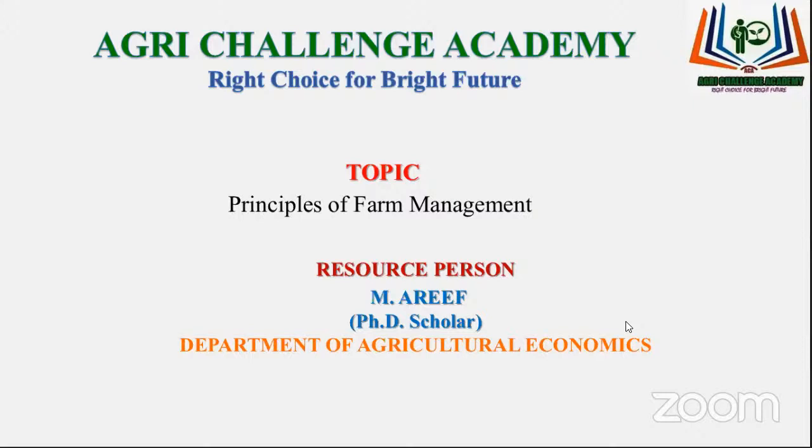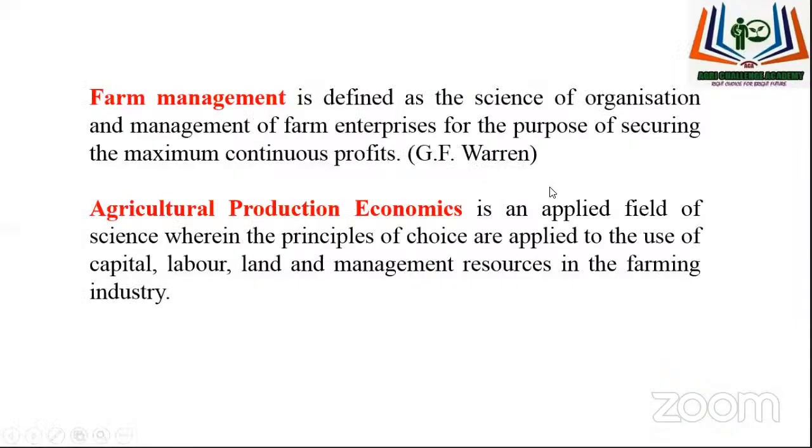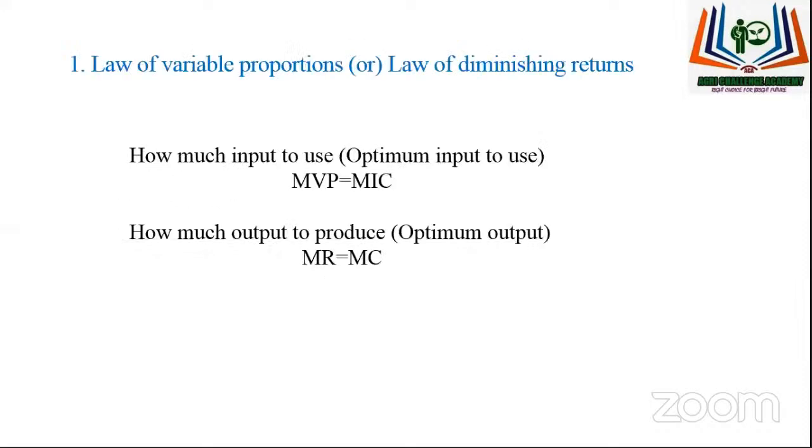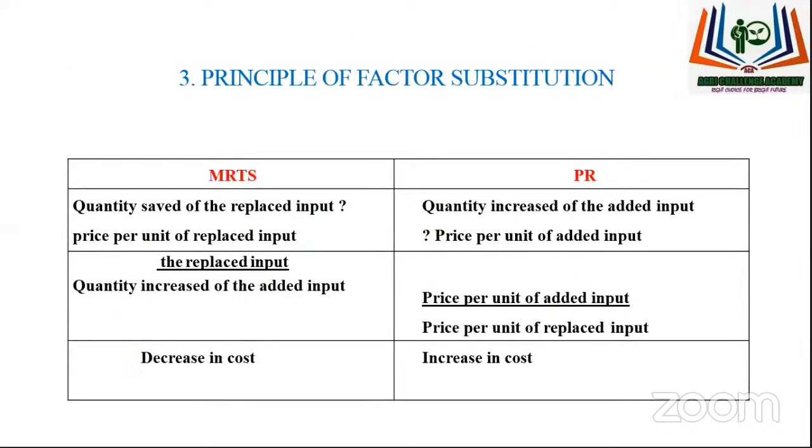Okay, good morning, friends. In the previous class, I discussed the principles of farm management: the definition of farm management and production economics, and the seven types of principles. These are the principle of diminishing marginal returns, principle of factor substitution, principle of product substitution, equi-marginal returns, opportunity cost, minimum loss, comparative advantage, and time comparison. All of these are important for farm management. We completed the first, second and third principles, ending the previous section at the principle of factor substitution.